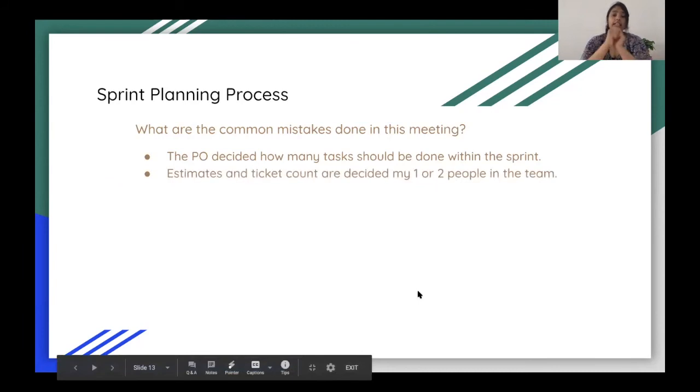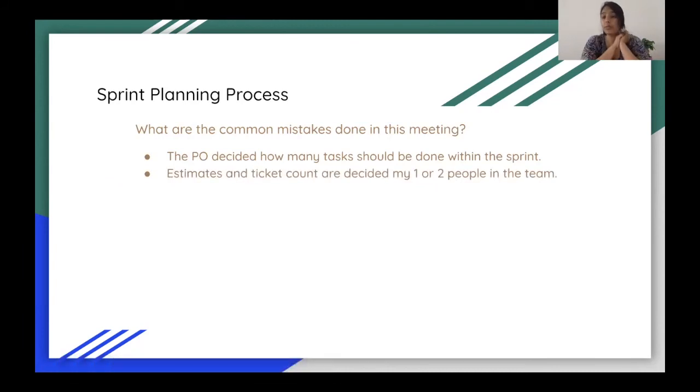Estimation and ticket count are decided by 1 or 2 people in the team. Very similar to the previous point, but here it goes on to, for example, the senior members of the team. One point of caution here: typically do not have your planning meeting if all your team members are not available on that particular day. I know these meetings are time boxed. Typically everybody has to make sure that they are available on this particular day.